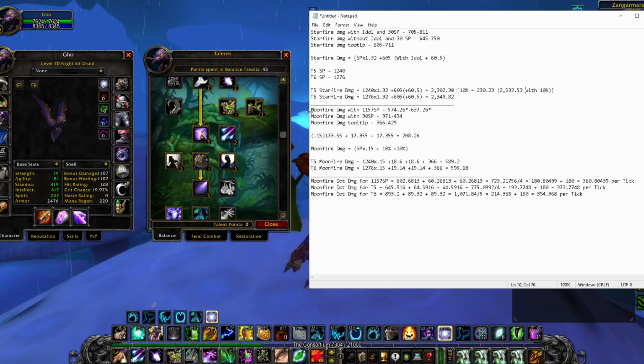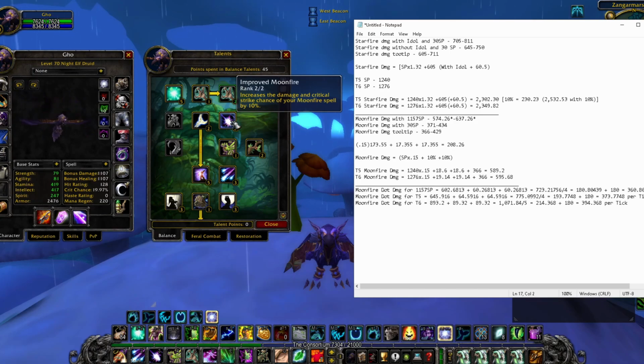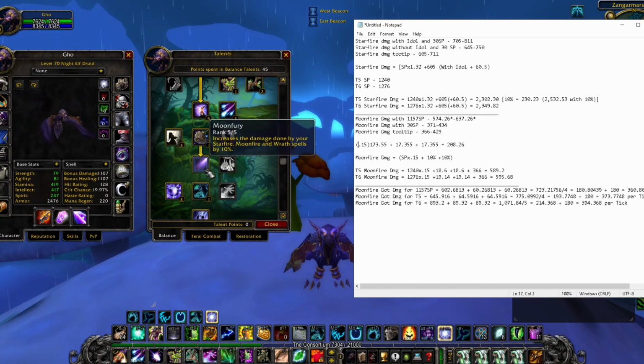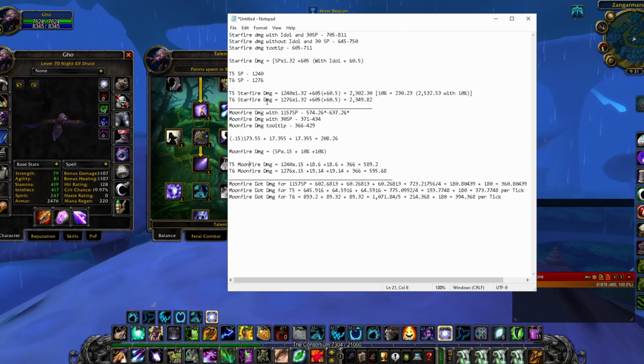And then for Moonfire, the Moonfire damage has two bonuses to it as well. The spell coefficient is 0.15. So we take our spell power, multiply that by 0.15, and then we add 10% of that number two times. So it's not additive like the Starfire bonuses are. It's the same 10%, just two times. That's coming from Improved Moonfire for 10% and then Moon Fury for the second 10%. So I did the same thing as Starfire, plugged in my spell power, went through the formula, got my values for that, and the Moonfire dot is where I took a little extra math.